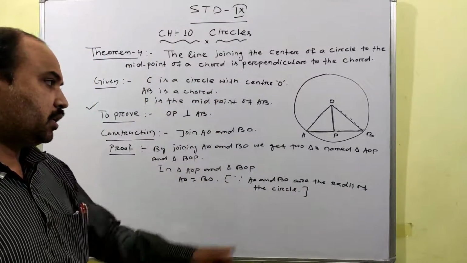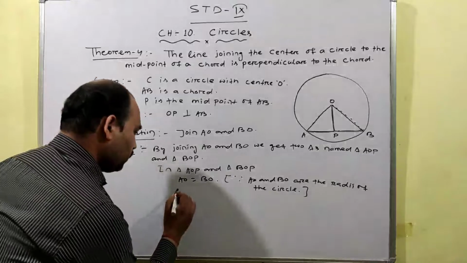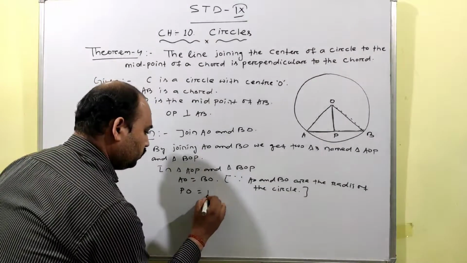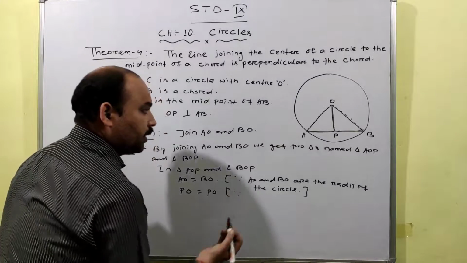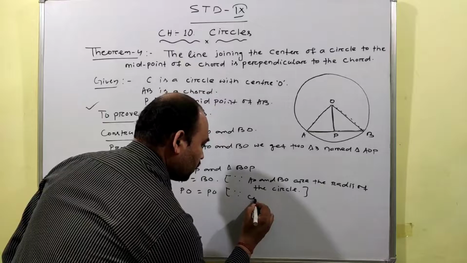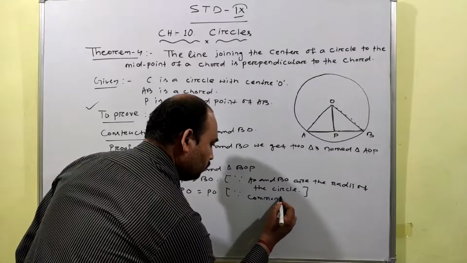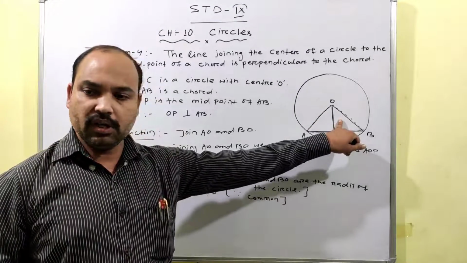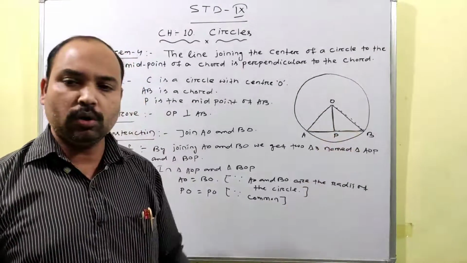Okay. Next, OP equal to OP or PO equal to PO. Why? Because it is common in both triangles. So write it is common. Two things we got already. Two sides we got. Next we will write AP equal to BP.